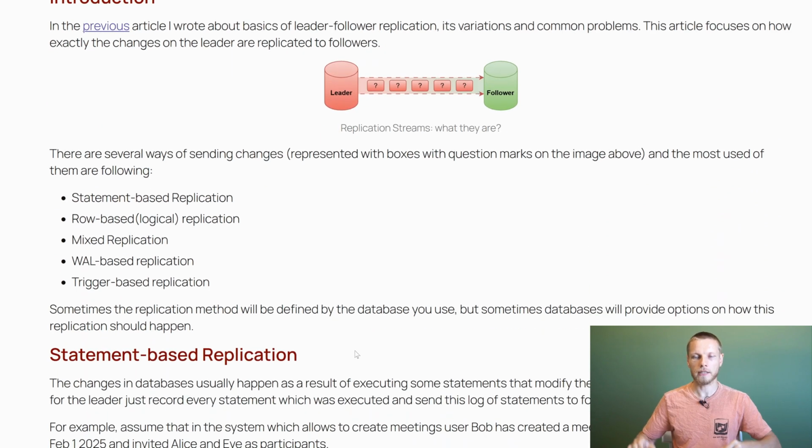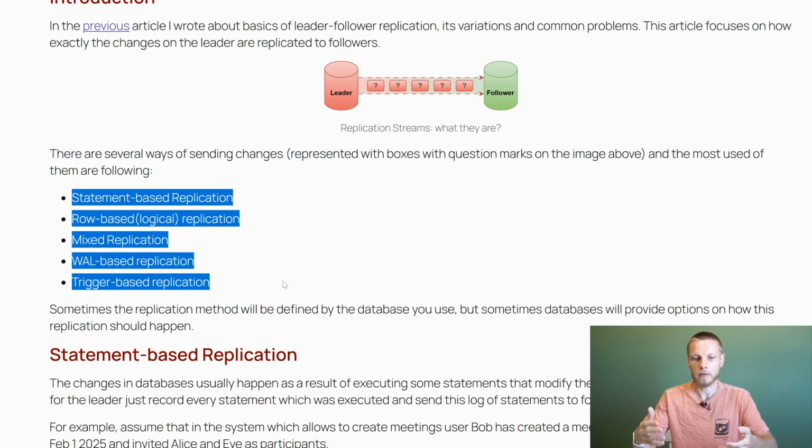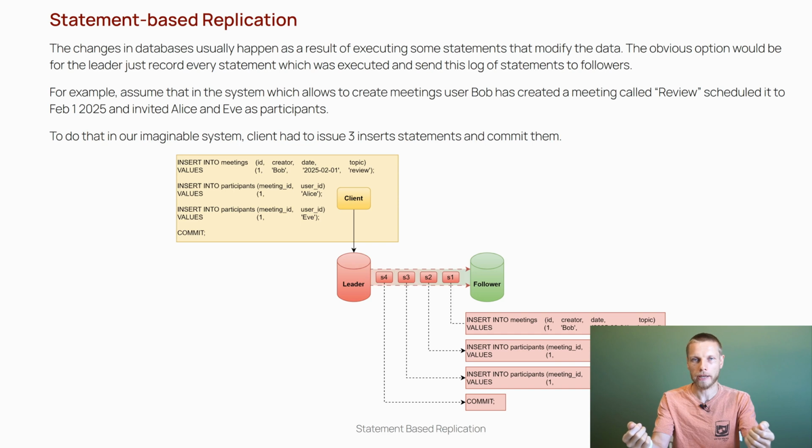As we discussed in the previous video about leader-follower replication, we have a leader and a follower, and the leader constantly transmits changes to the follower, and it appears that it can do it in several different ways. So this time we will consider 5 different ways of how to achieve this replication, and basically on this picture the difference will be that those red rectangles with question marks will be different with each different method of replication. Let's start with statement-based replication.